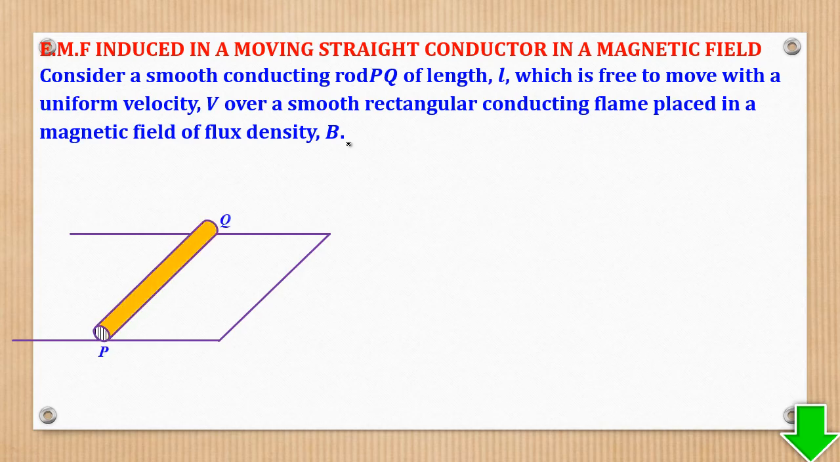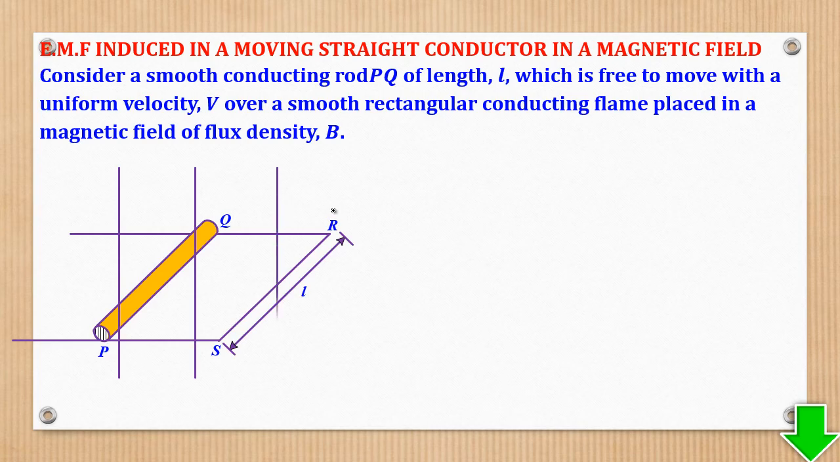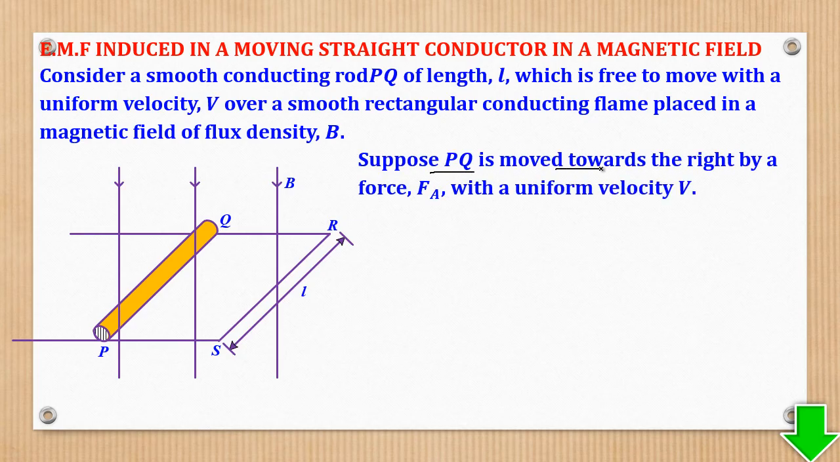So there's a conducting rod P2, and this is the frame. The length is L, and the magnetic flux density is into the paper. Suppose P2 is moved to the right by a force FA with a uniform velocity v. If I move it, do you know what will happen? There will be a change in magnetic flux linkage, or we can say magnetic flux is being cut.